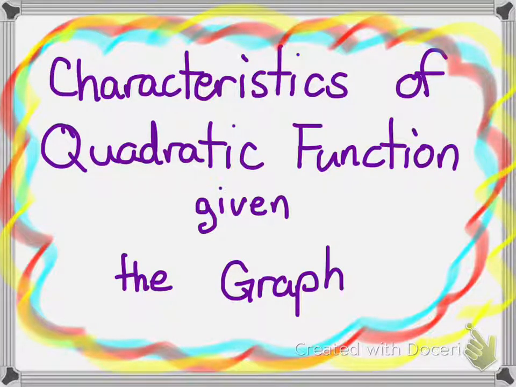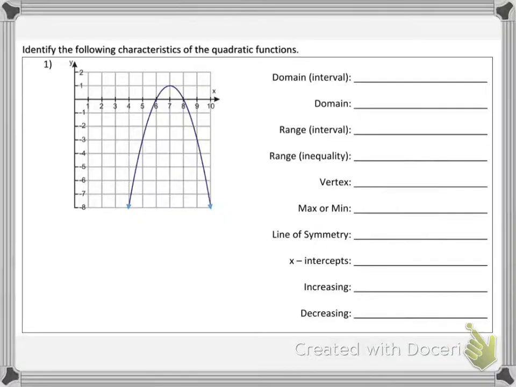All right, in this video, I'm going to go over the characteristics of quadratic functions given the actual graph. Looking at this first example, as you can see, it's a negative parabola because it's facing down, and it has arrows on both ends. So when you're looking for the domain, you know you're focusing on the x values. Since it has arrows on both sides, it's going to cover every single x value there is on this graph.